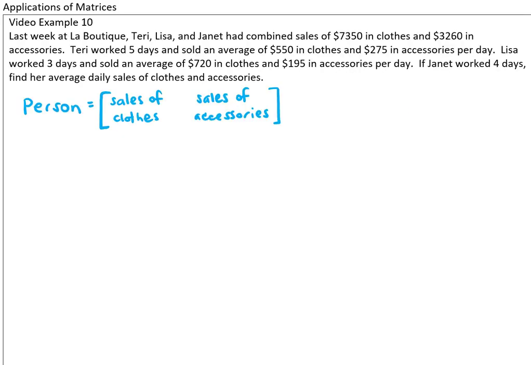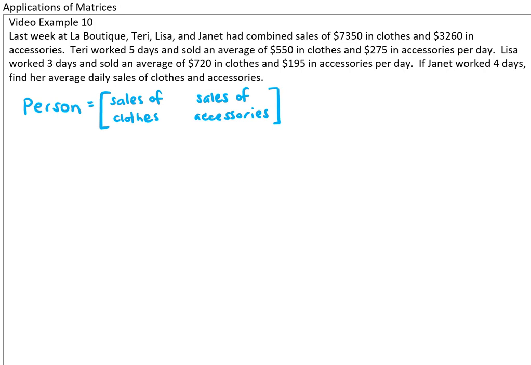For this last video example, we have a store called La Boutique, and we have 3 employees, Terry, Lisa, and Janet. And they had a combined sales of $7,350 in clothes and $3,260 in accessories. Now they all worked a different amount of days, and they all sold a different average of clothes and accessories per day. So I put down a format that we're going to use to build all of our matrices. And it's important that we use the same format for each matrix that we build, so that way each row and each column always stands for the same thing.